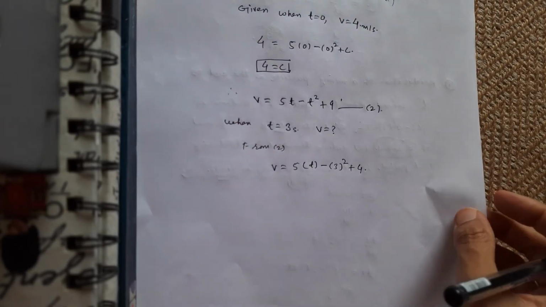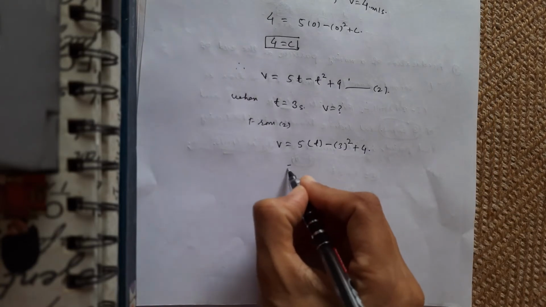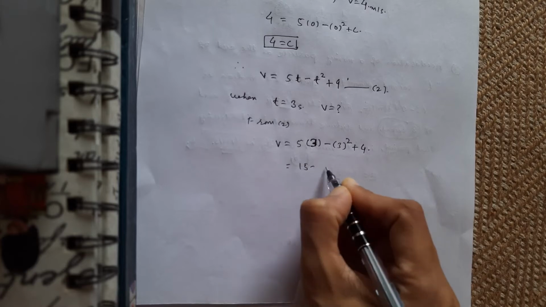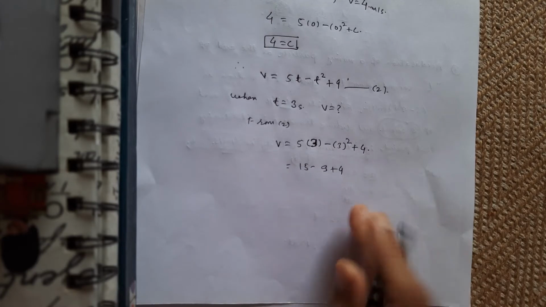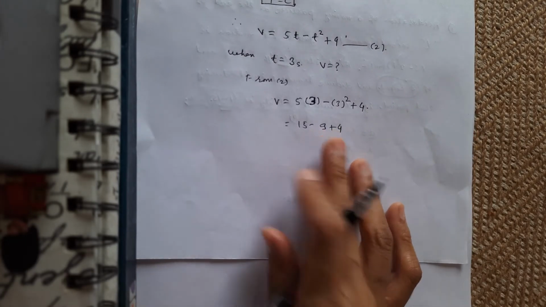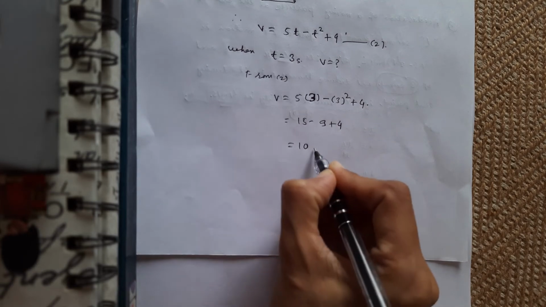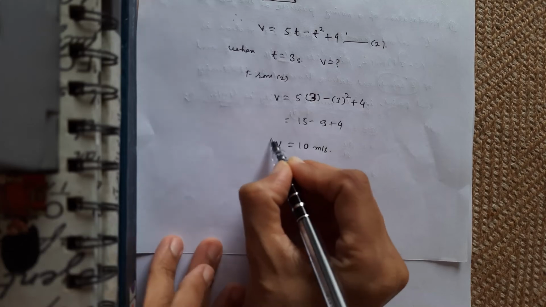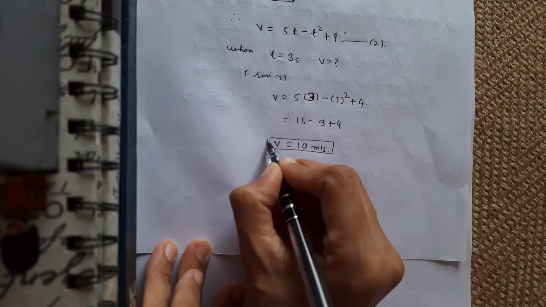Okay. So this is 5 into 3, sorry. So 15 minus 9 plus 4, which is 10 meter per second. Okay. This is the velocity. So that's how we find out velocity.